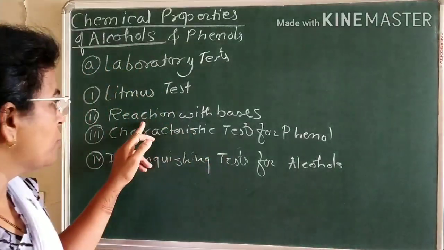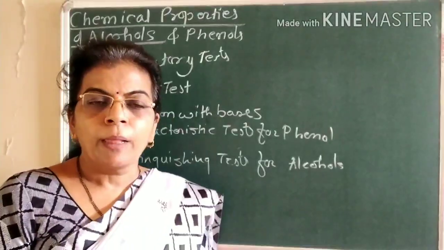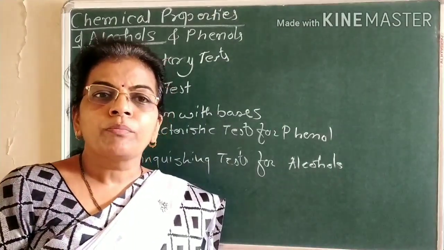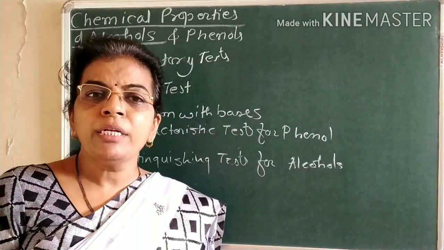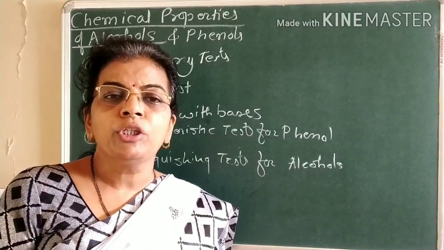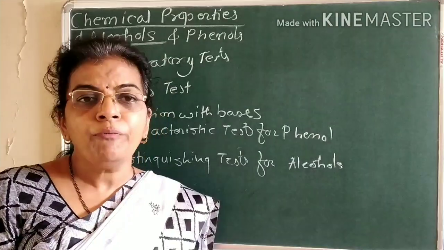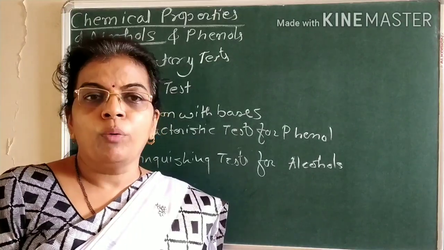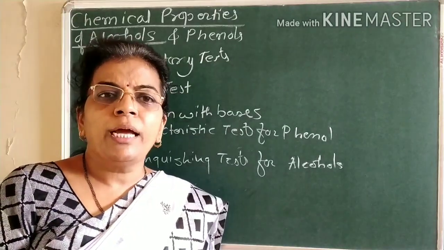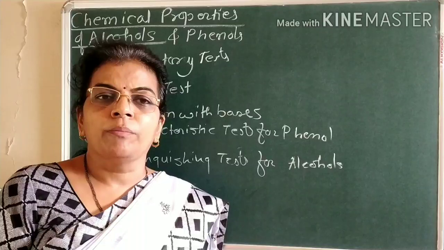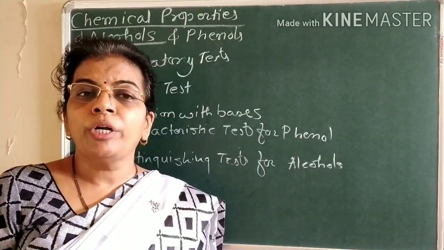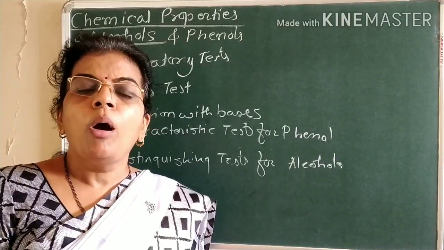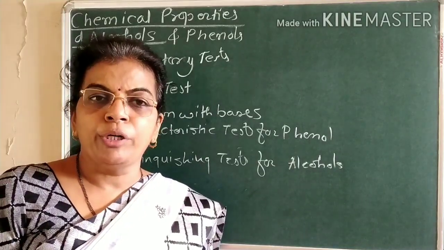The second property we saw is the reaction with bases, in which when phenols are treated with a strong base like aqueous NaOH or aqueous KOH, sodium phenoxide or potassium phenoxide salt is formed with a water molecule. From this we can say that phenols are acidic in nature. But alcohols do not react with bases like sodium carbonate, sodium bicarbonate, or with NaOH or KOH.